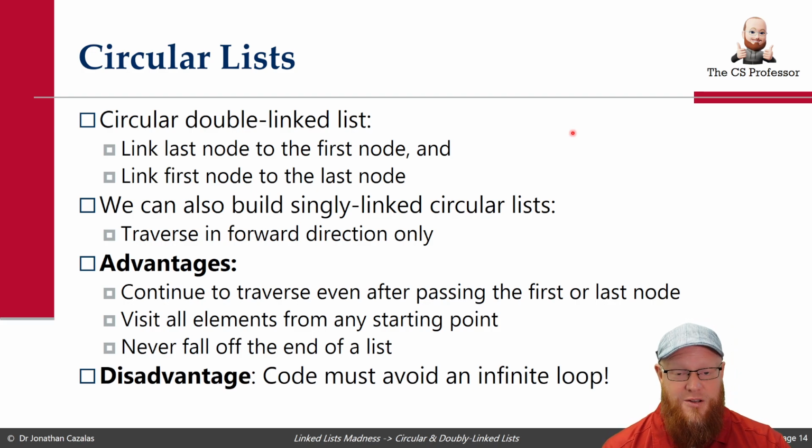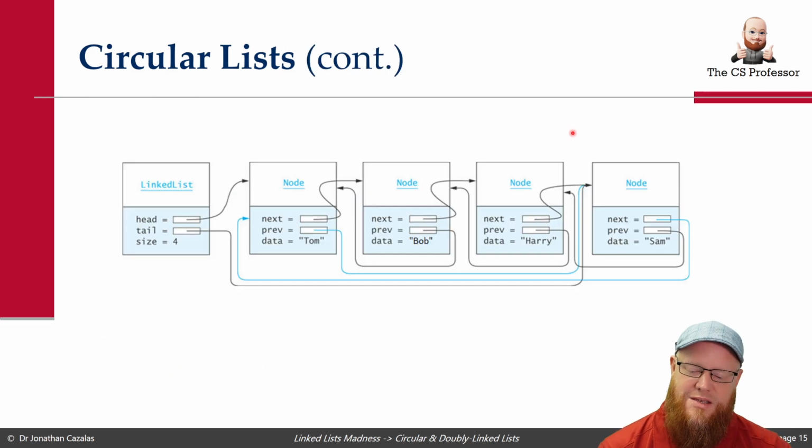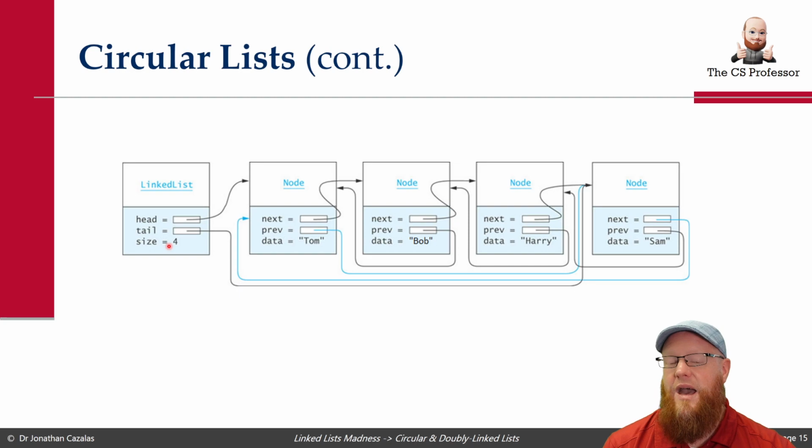Of course, the disadvantage, you have to be careful in your code. How do you know now, if there is no null, how do you know when to stop? There are some considerations that need to be made. So here we have 4 node objects. We have our linked list class. We have a head, we have a tail, and now we have to keep a size. That's important.